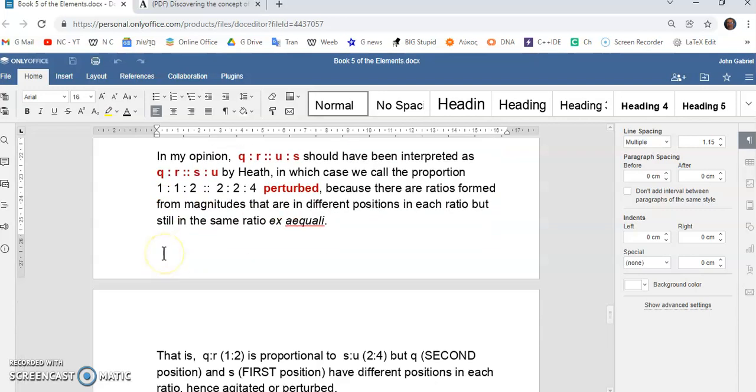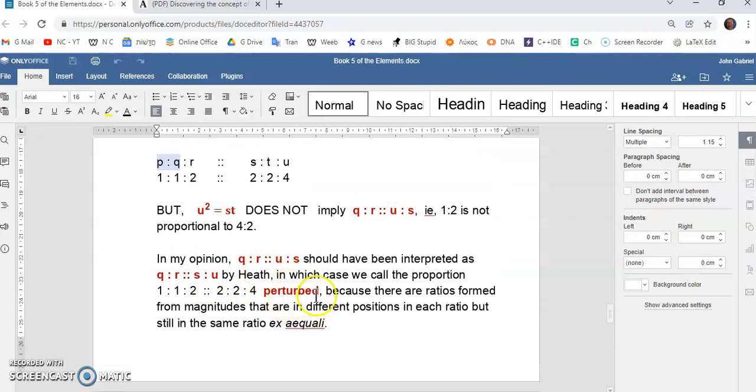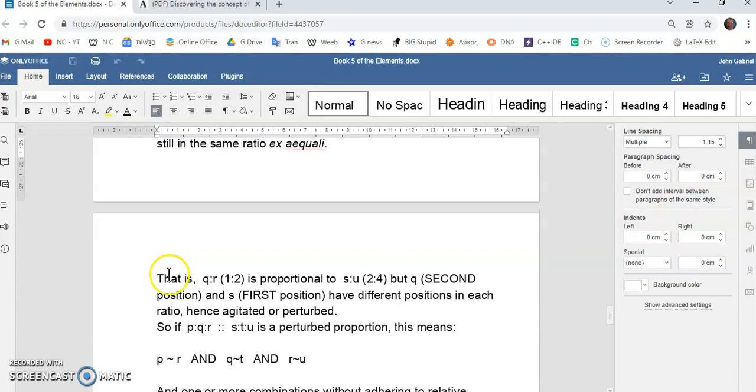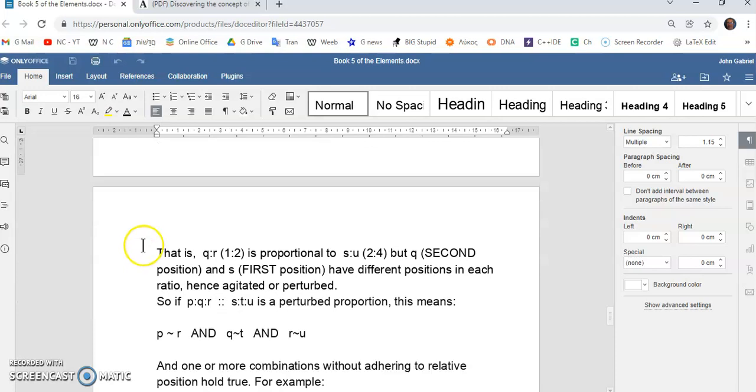Then we also came across some rather interesting or not so interesting ratios. For example, the perturbed ratio, this ratio here. And we noticed that in some cases these may take, in addition to their relative positions, an extra position or a combination that will result in the proportion remaining the same, and that means such a proportion is perturbed.